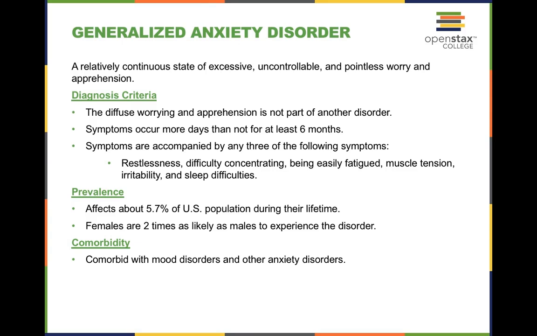Now, to be diagnosed with GAD, the symptoms have to occur more days than not for at least 6 months. We can't just experience these symptoms for a few weeks or a month. This needs to be a persistent difficulty. And as mentioned, to round this off, it's a diffused worrying. It's not specified on one particular object, stimulus, or situation. And the apprehension is not part of another disorder.